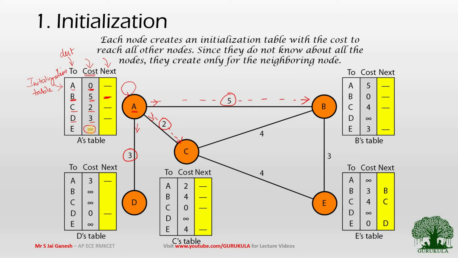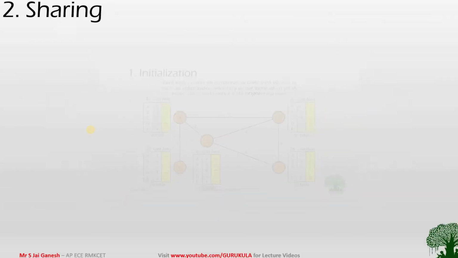So at the outset, in the initialization stage, each and every node will create its own initialization table, and this initialization table will have the details of the directly connected nodes alone. So that is what will be happening in the initialization stage. Now, once each and every node has created its own initialization table, the process will be forwarded to the next stage, and the next stage will be the sharing.